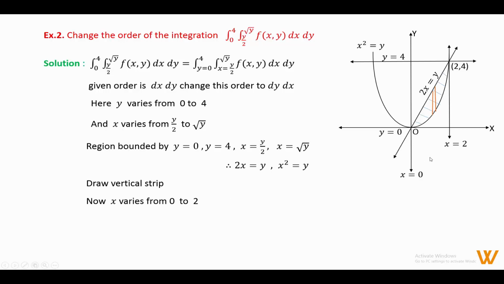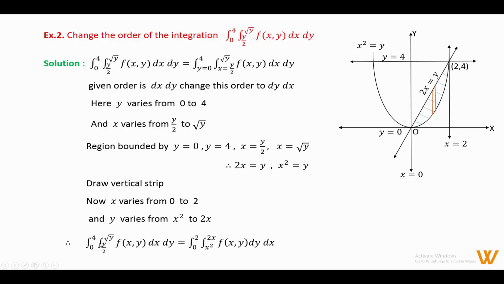X varies from 0 to 2 and y varies from x square to 2x. And therefore the given integration, limit 0 to 4, integration y upon 2 to root y, f of xy dx dy, is equal to the new integration, limit x varies from 0 to 2, y varies from x square to 2x, f of xy dy dx. This is the change of order of the given integration.